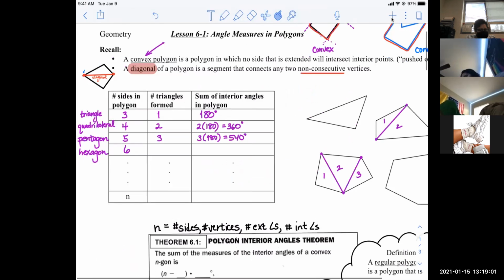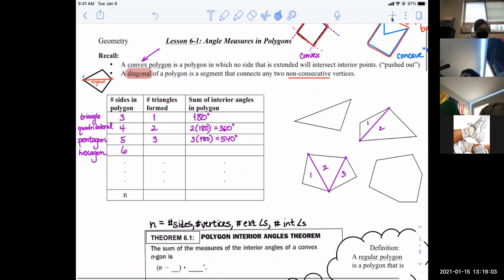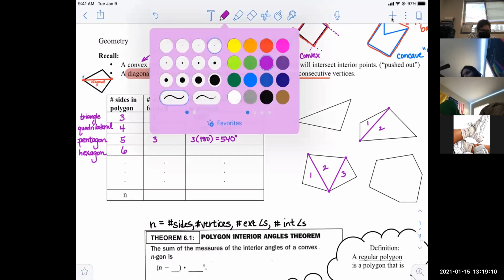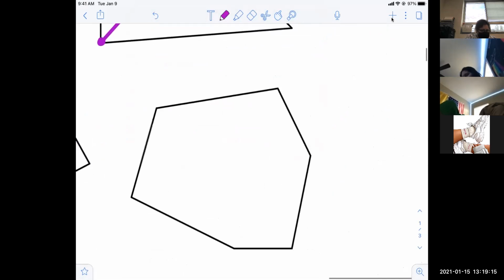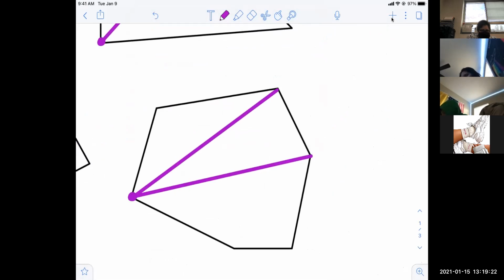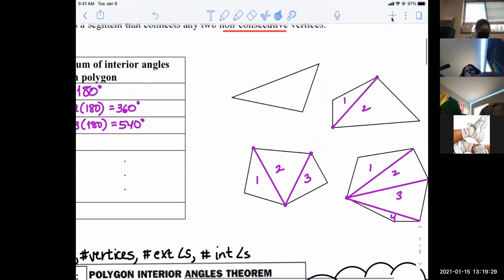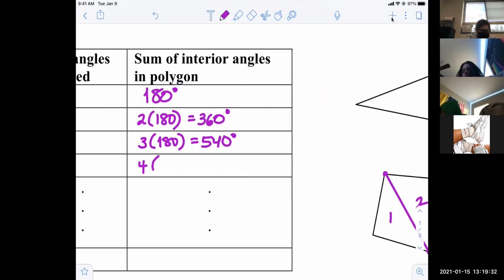Okay, so 6 sides is a hexagon. How many triangles do you think there should be? 4. What's the pattern you're noticing? Going up by 1, right? So 4. So here's a hexagon. Pick a vertex, doesn't matter where you start. How many diagonals? 3. How many triangles? 4. Okay, so your sum of all the interior angles, it's 4 triangles, so 720 degrees.